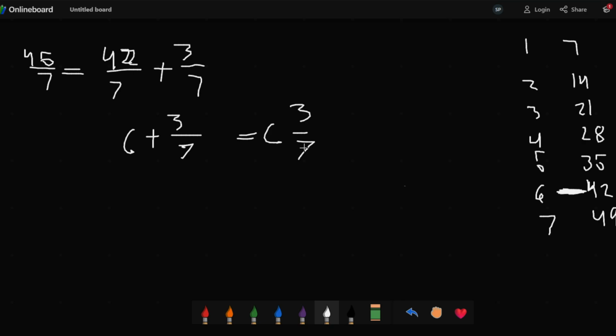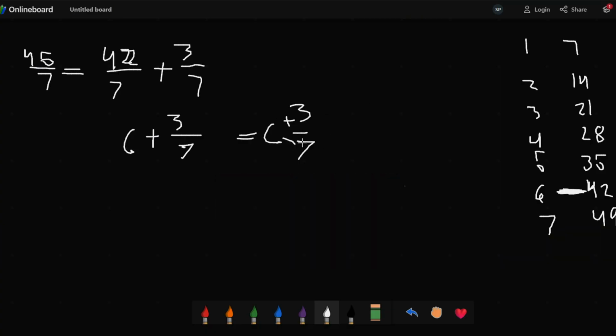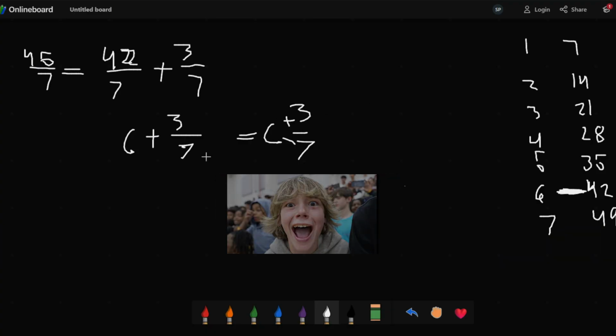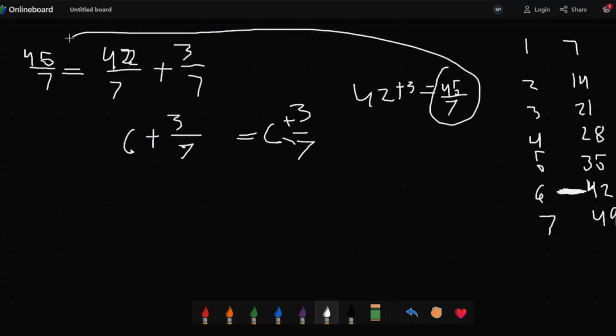And then really quick, if you want to check your work, all you want to do is multiply 6 and 7 and then plus the 3. So 6 times 7 equals 42, and then plus 3. 42 plus 3 equals 45, and remember, the denominator always stays the same, so it actually goes straight back to this number right here. So yeah, that's really quick how you do it without using the long form.